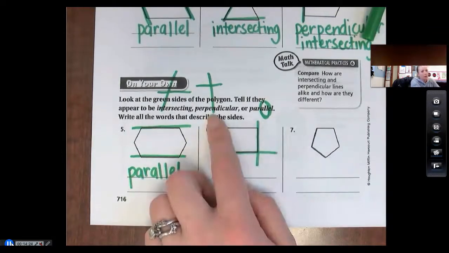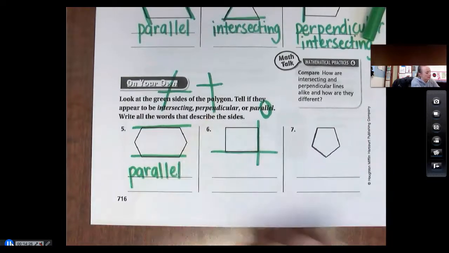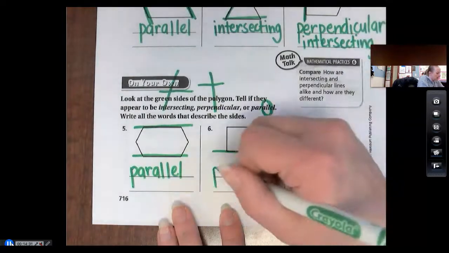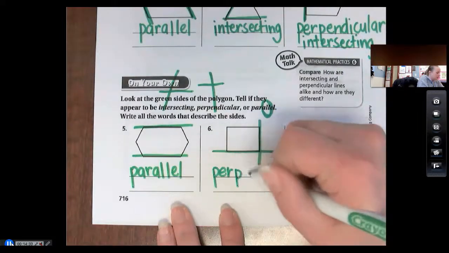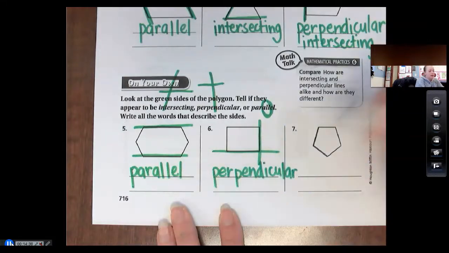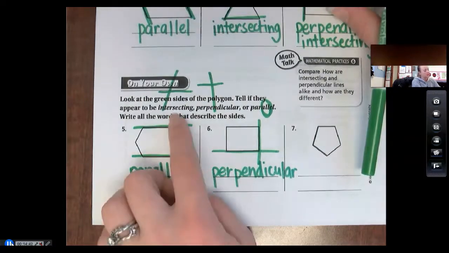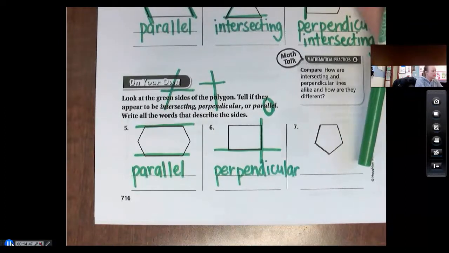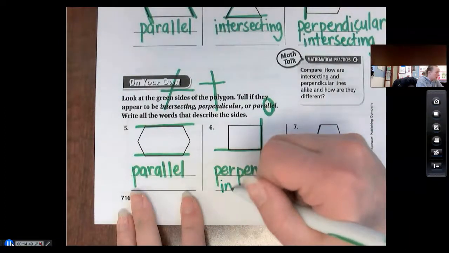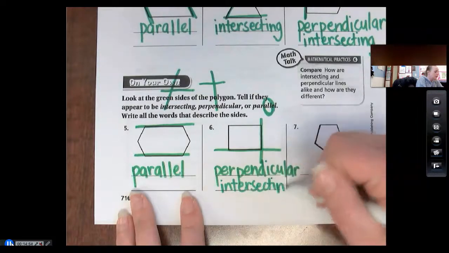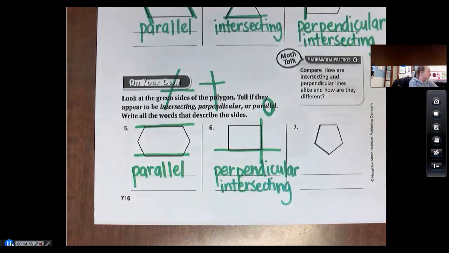Are they perpendicular? Do they make perfect T's? Yes, I see a perfect T. So it is perpendicular. Perpendicular lines make perfect T's. All right, are they intersecting? Are those lines crossing? If you said yes, you are correct. They are also intersecting. When you choose perpendicular, you must also choose intersecting.